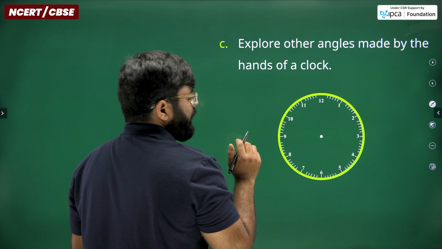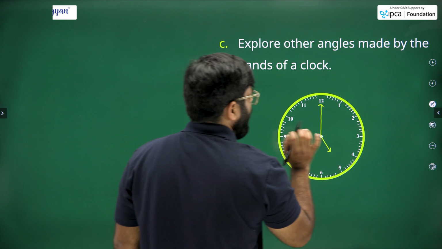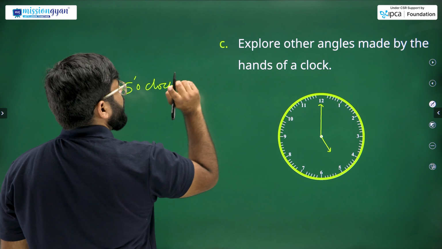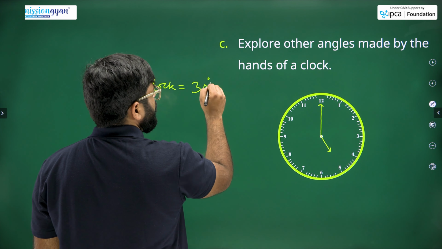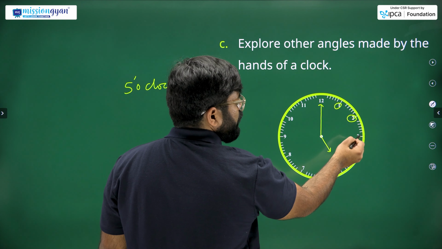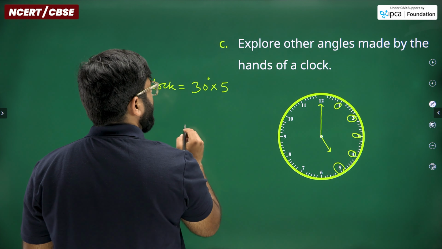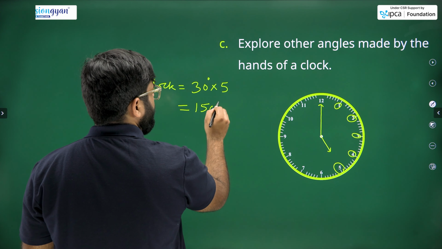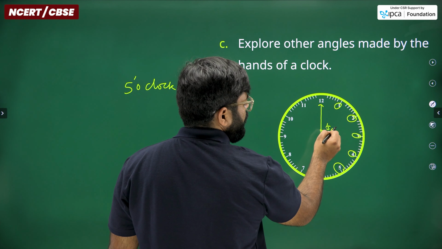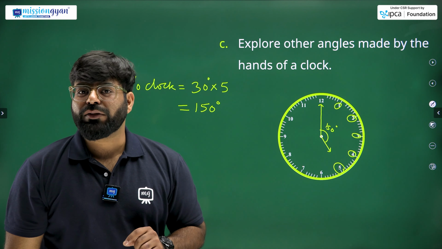Again, we will take 5 o'clock. Let's make 5 o'clock. Now, if we are taking 5 o'clock on the clock, we know that one part is covering 30 degrees, sir. And this is showing how many parts? 5 parts. From here, 1, 2, 3, 4 and the hand is on 5. That means it is covering 5 parts. So we can say that it is covering 150 degree, or I can say that this angle measures 150 degree. I hope this is clear. Understood? If yes, then let's move to the next question.